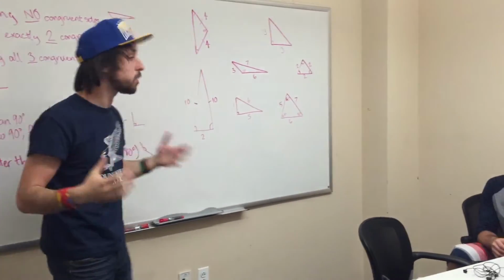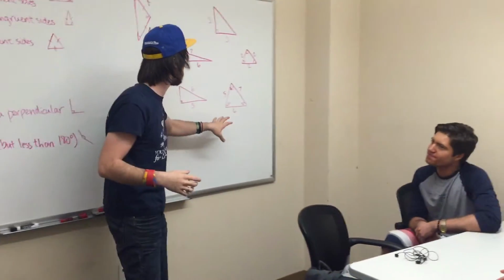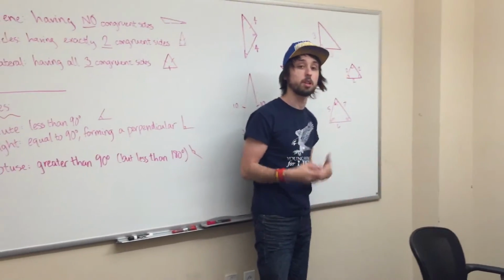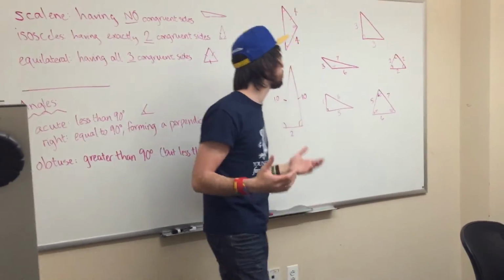Equilateral means that all 3 sides are congruent. So all 3 of the sides have the same measure. And what that means is that all of the angles have the same measure too. That's one of the consequences of being an equilateral triangle.